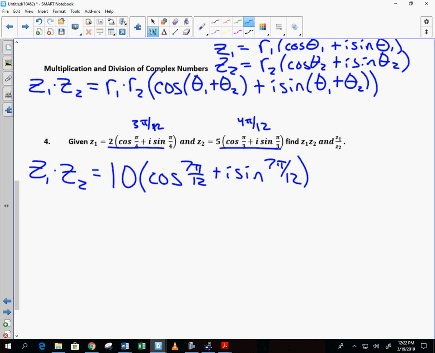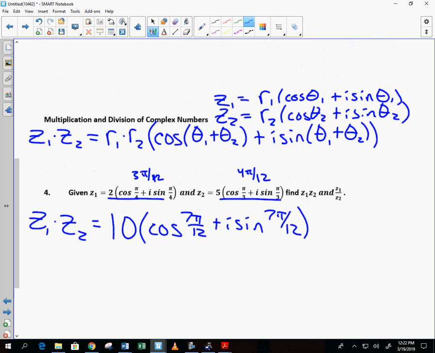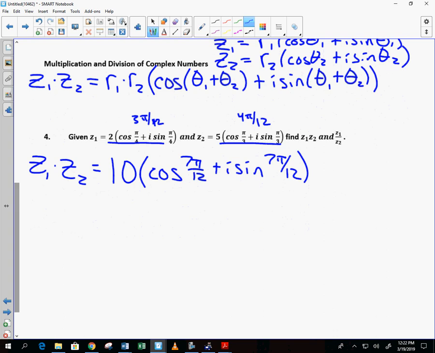It will always be the case. Anytime you have a trigonometric form of a complex number, these theta values are the same, by definition from yesterday. Good question. Thank you for asking.